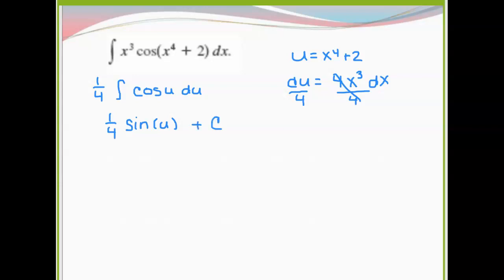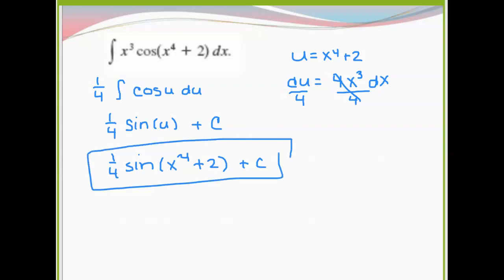Now this one's back to c because there are no bounds. And then my final answer gets my u back to an x. So it's 1/4 sine x to the fourth plus 2.